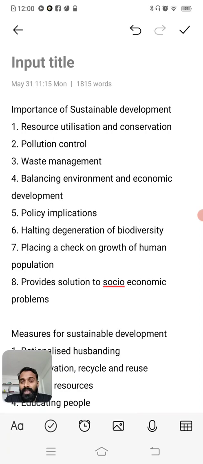Next is balancing environmental and economic development. Of course, that is one of the most important aspects of sustainable development. We can balance the environment on one part. We will not move to both the ends. On one end, some people think that only economic development is required. On the other hand, some people think that only protecting environment is required. No, we require both these things. So we require a middle path. So by sustainable development, we will be able to balance environment and economic development.